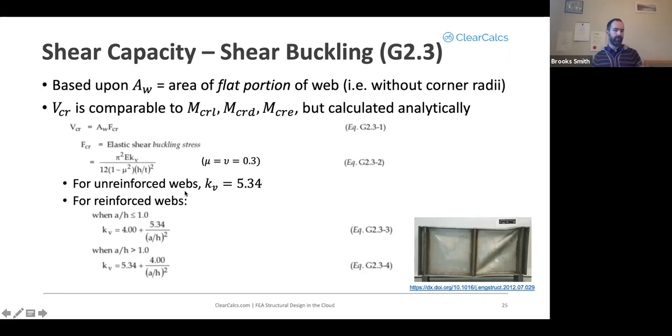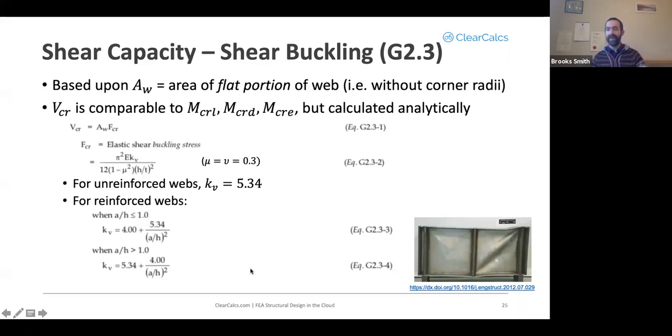If you have an unreinforced web, if you don't have stiffeners used to reinforce your shear, then KV is equal to 5.34. If you have a reinforced web, then it's equal to one of the two equations here, depending upon the ratio of the length to the width of the shear panel that you've produced with your shear stiffeners.